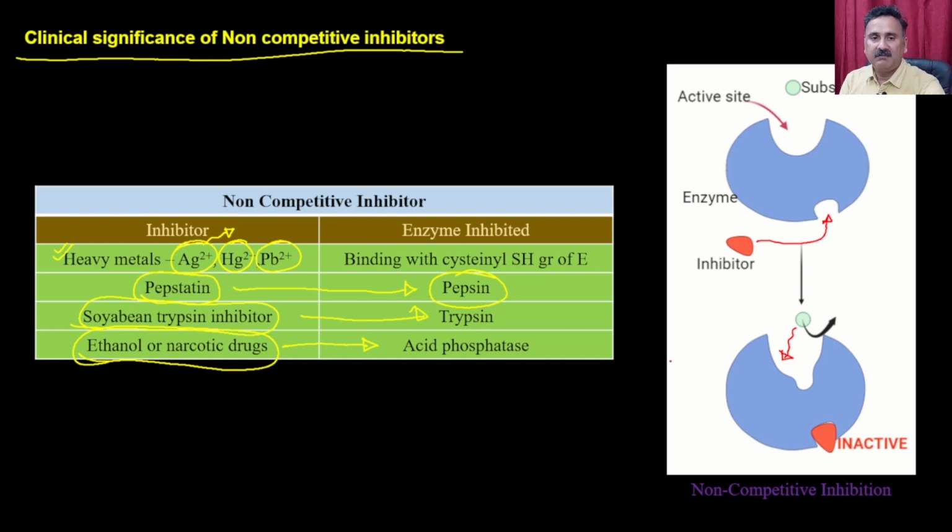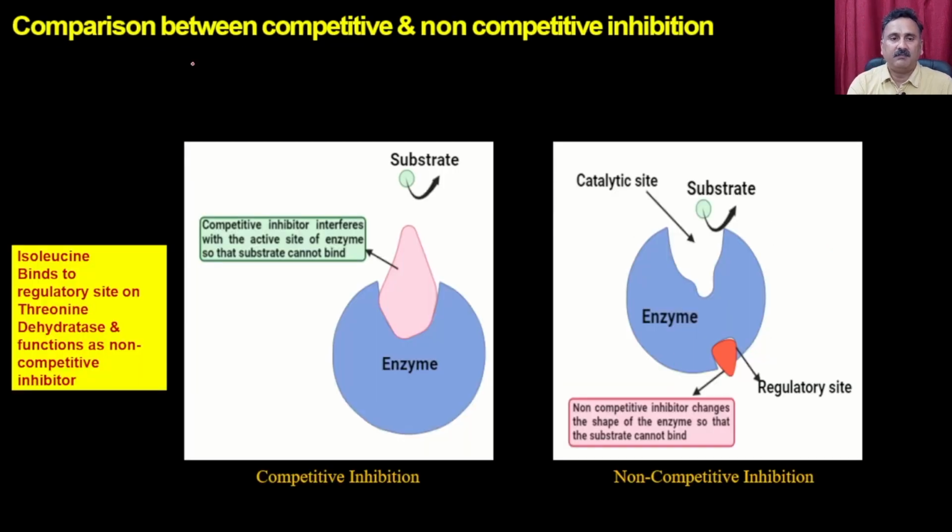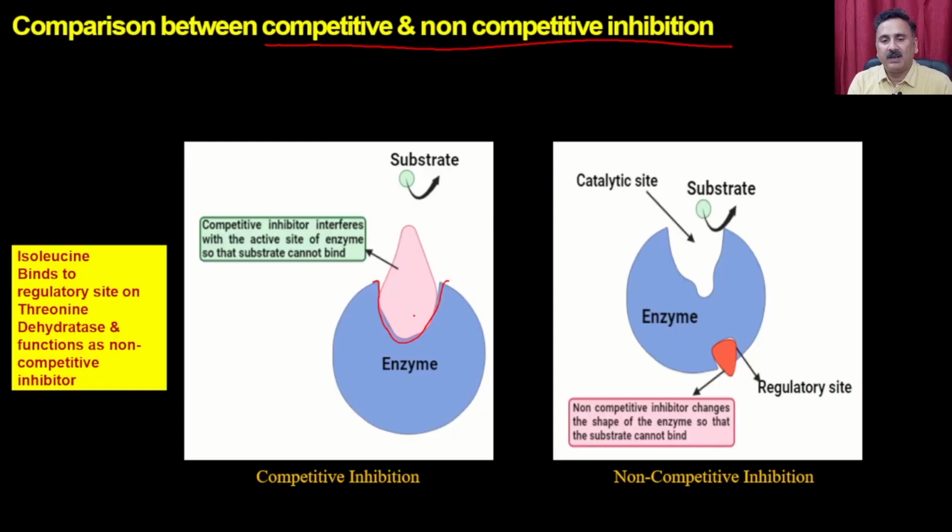So let's see a comparative statement, how the comparison between the competitive and the non-competitive inhibitions. In competitive inhibition, the substrate and the inhibitor both compete for the active site. So this is the active site which has all the requisite three-dimensional structures. You have all the interactions, everything available for both inhibitor and substrate. So whoever is more in concentration will actually go and bind.